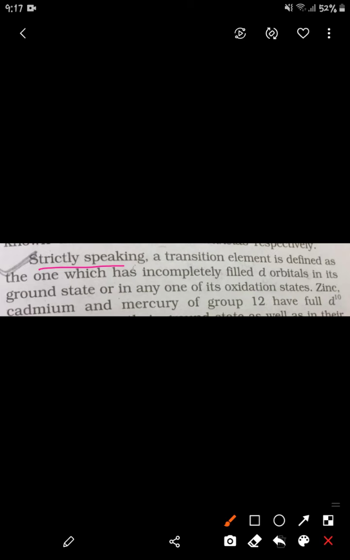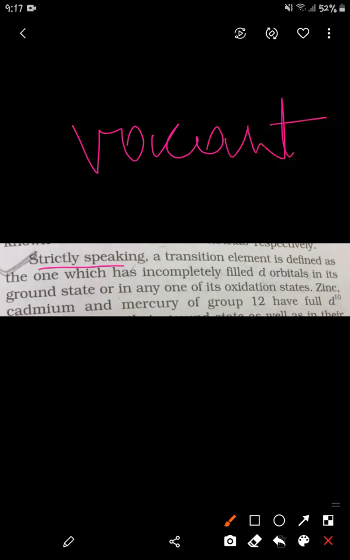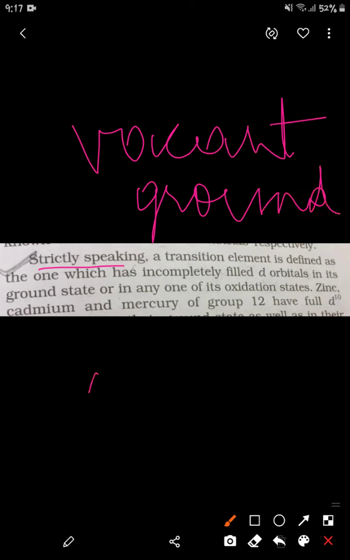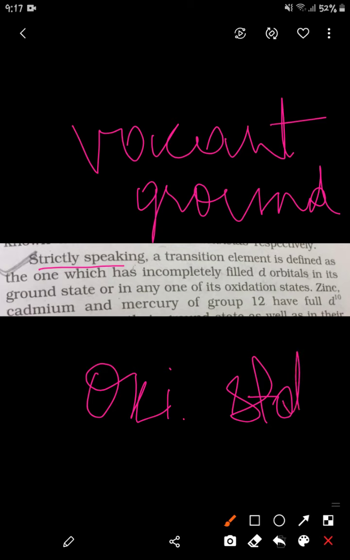So they must have vacant d orbitals either in ground state or in any of their higher oxidation states. Okay, oxidation states. This is the condition. If an element fulfills this condition, then it will be regarded as a transition element.